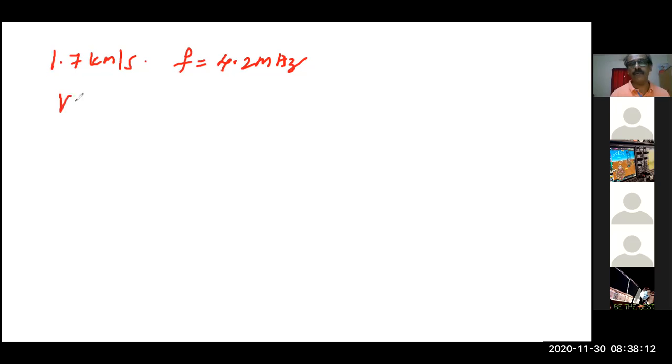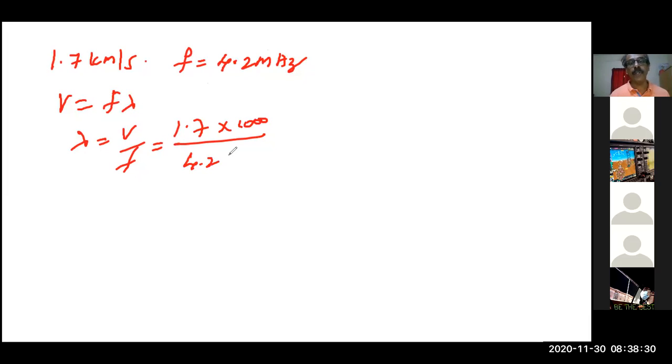So here the formula is V is equal to F lambda. You remember this formula? Now we need wavelength, V by F. V is given 1.7 kilometer, which means 1000 into 1000. Frequency 4.2 mega, 10 to the power 6. So divide, then your answer is 4.047 into 10 to the power minus 4 meter. This will be your answer.